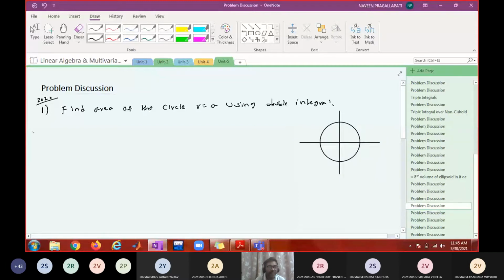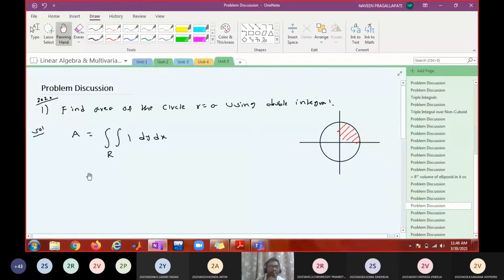So how do you find out the area? Area equal to double integral 1 dy dx over the region R. Again, you can use the symmetry, right? I told you to use the symmetry only for areas and volumes. If the integrand is other than 1, don't use the symmetry. I'm repeatedly telling this point.